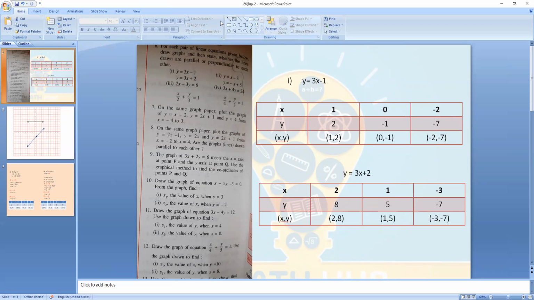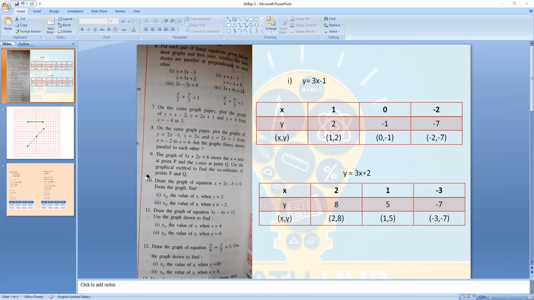So this one, what you have to do? See here, what are they asking? The graph of 3x plus 2y equal to 6 meets the x-axis at P. So draw this line 3x plus 2y equal to 6. See where it meets the x-axis, and that point you have to write as P. And where it meets the y-axis, that point you have to write as Q. Okay. That's all. Nothing else is there in this question. Okay. So next.